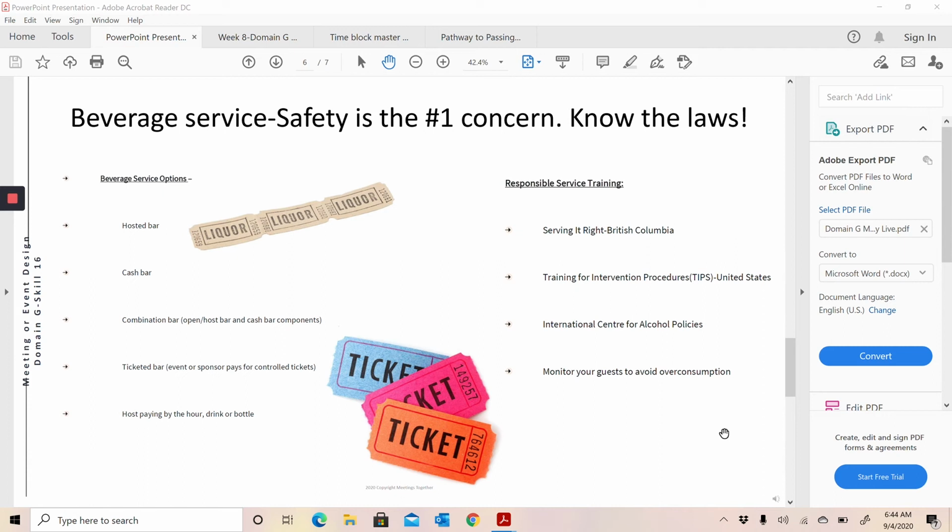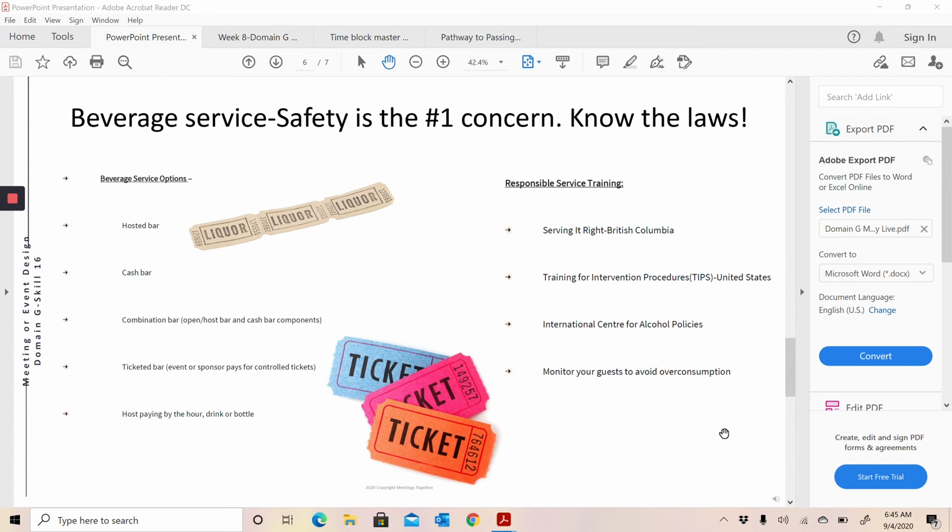And then a ticketed bar, which is basically those lovely, colorful tickets. Those are event sponsors can purchase tickets for the organization. So if you have a sponsor that wants to buy tickets, that's actually the better way to do it, because then it's a little bit more controlled. And then there's no surprises.